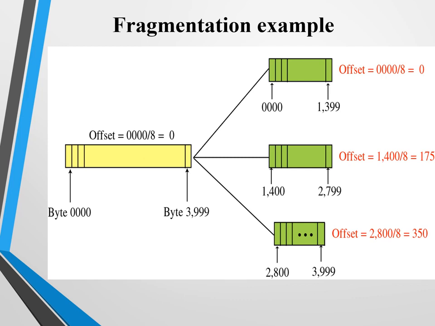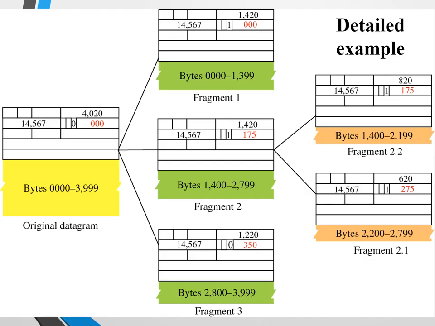और उसके बाद हमारा नेक्स्ट हमने किया 2800 को हमने डिवाइड किया 8 के साथ, तो हमारे पास आंसर आ गया 350. नेक्स्ट स्लाइड में हम देखते हैं कि डिटेल्ड इसकी एग्जांपल क्या थी.